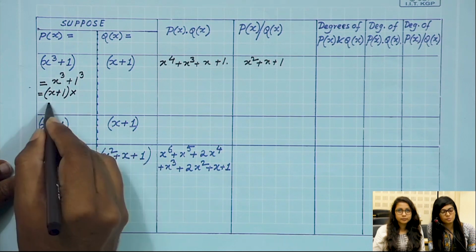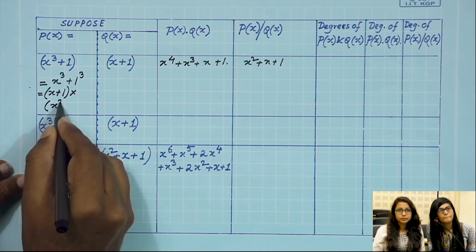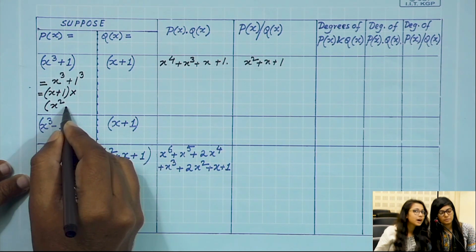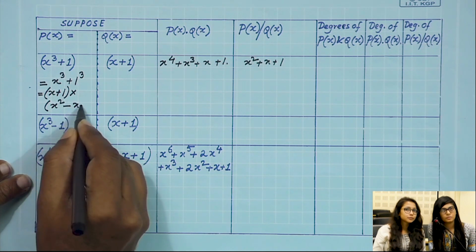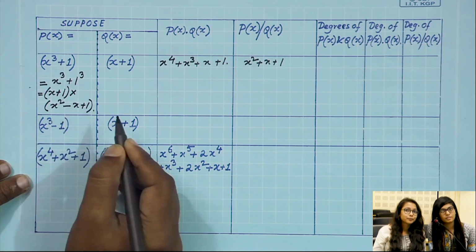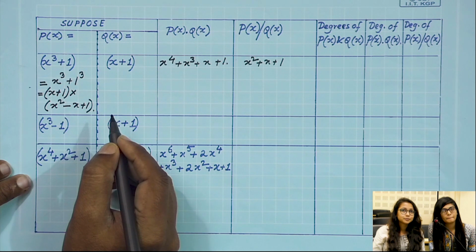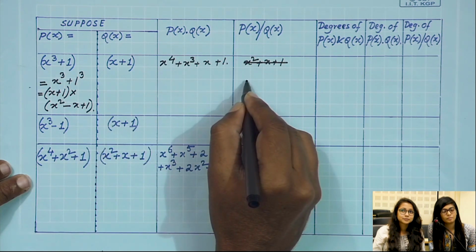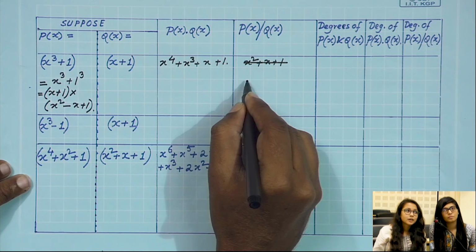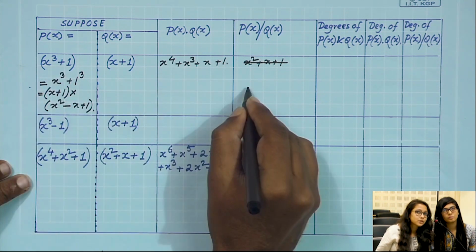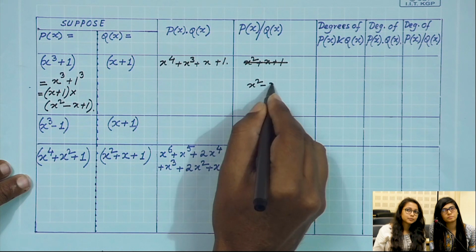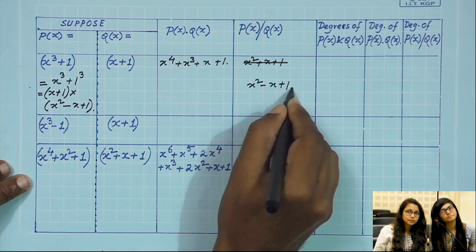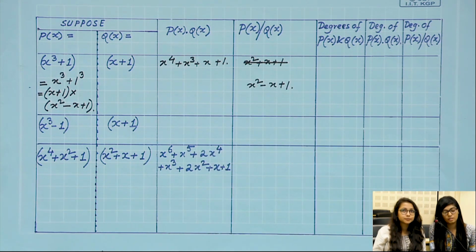X plus 1 into x square plus x plus 1? No, minus x plus 1. Okay. So, you have made a very simple mistake. What would be the result? X square minus x plus 1. Yes.